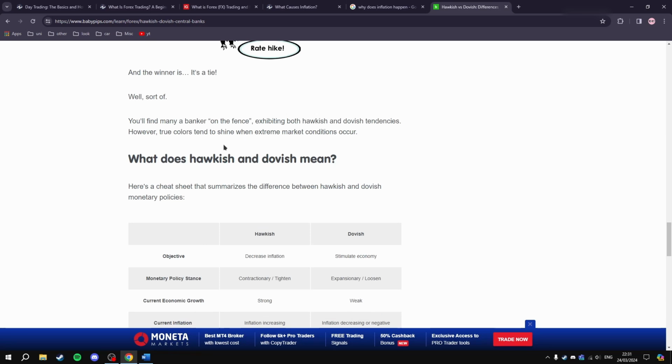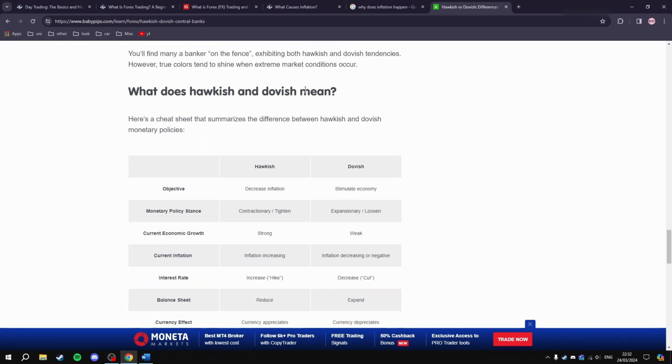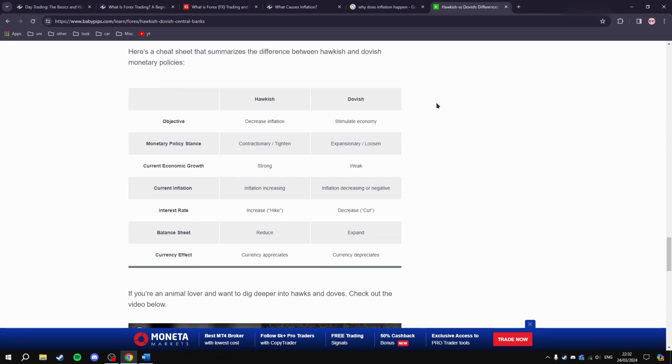What does hawkish and dovish mean? Wait, and the winner is it's a tie. Well, sort of. You'll find many a banker on the fence exhibiting both hawkish and dovish tendencies. However, true colours tend to shine when extreme market conditions occur. Here's a cheat sheet that summarises differences between the hawkish and dovish monetary policies. So hawkish, objective: decrease inflation. Dovish: stimulate economy.